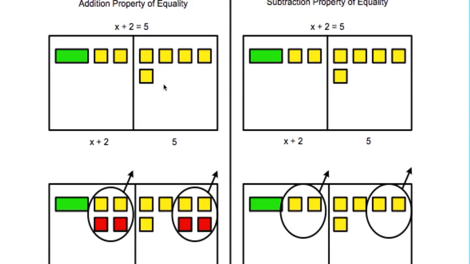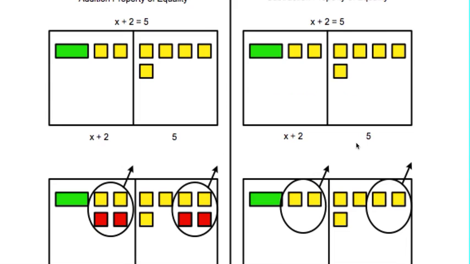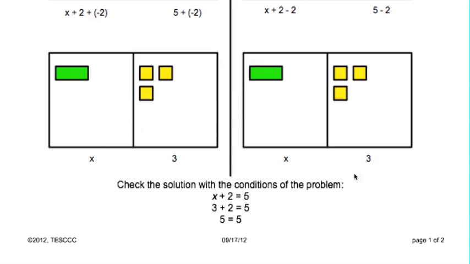Let's look at our subtraction property. We know that if we subtract things on both sides, then it'll remain equal. We subtract to the left, we subtract to the right, and it's the same thing. So if we take 2 away on the left side, we'll have to take 2 away on the right side. A +2 and a -2 is 0. 5 minus 2 is 3. So if we just subtract from both sides, we get those away.